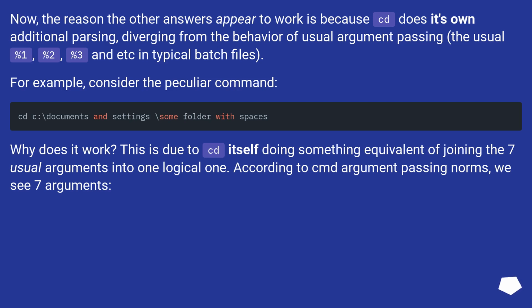Now, the reason the other answers appear to work is because CD does its own additional parsing, diverging from the behavior of usual argument parsing, the usual %1, %2, %3 and etc. in typical batch files. For example, consider the peculiar command. Why does it work? This is due to CD itself doing the equivalent of joining the 7 usual arguments into one logical one. According to CMD argument parsing norms, we see 7 arguments.